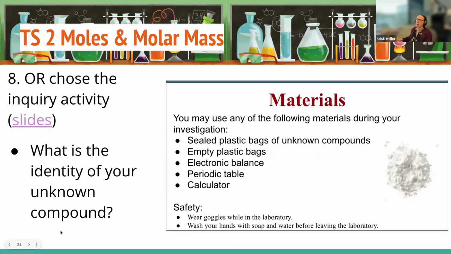Or in task set 2, you can also do this activity instead. So instead of doing the car and the practice calculations after learning about moles and doing a one-step conversion, there's an inquiry activity where they have a white powder in a bag, and their job is to figure out the identity of the white powder. They have some information and some materials that they're given, and there are slides that go with it. Again, their job is to figure out the identity of the compound.